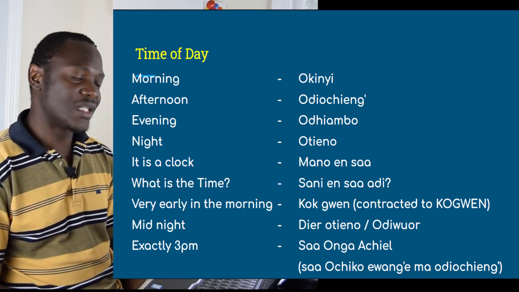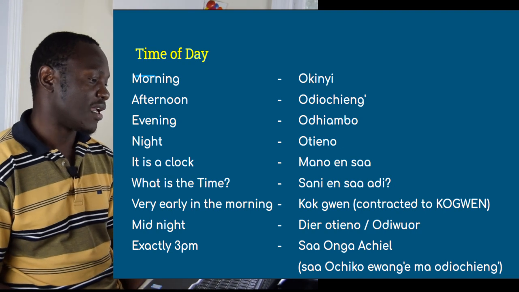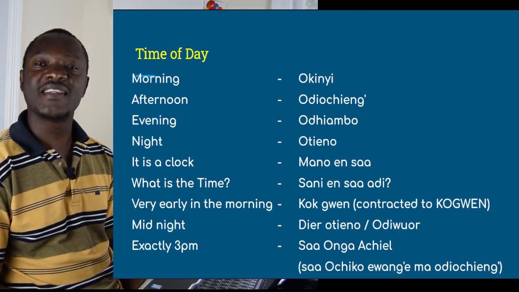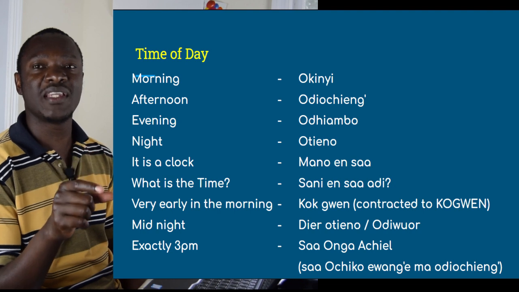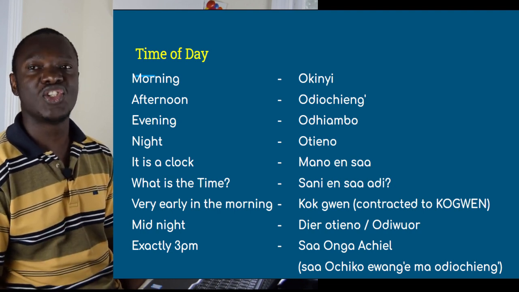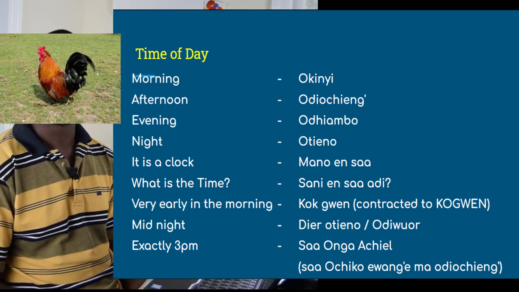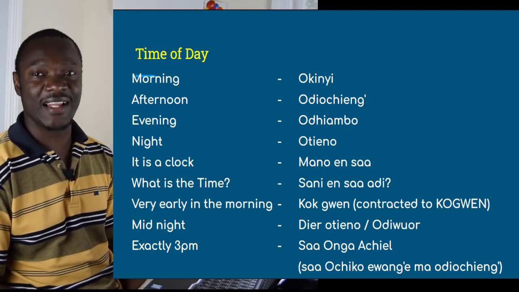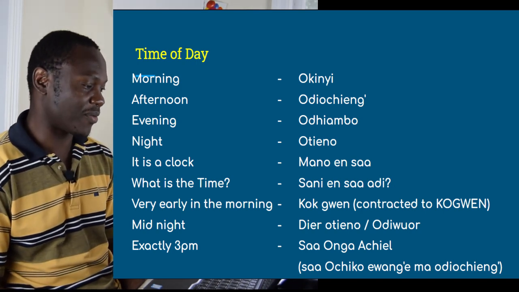And then, what time is it? En sa adi. What time is it? Very early in the morning. Kogwen. Kogwen is very early in the morning, and kogwen is from kokgwen, and kokgwen means the crow of the cock, of the chicken. When it crows in the morning, the cockerel. So very early in the morning means when the cockerel is crowing.